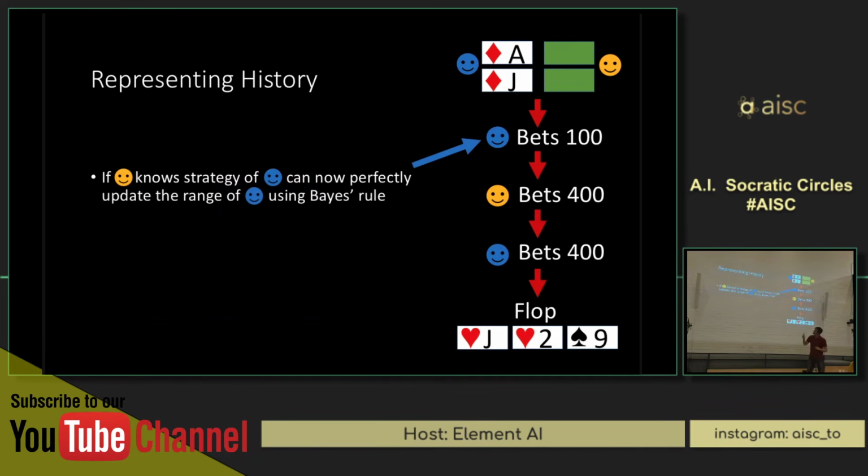Now, if the yellow player knows the blue player's strategy, what they can do is say, all right, if the player had this pair of hands, they had an X probability of taking the action that they did, of betting 100. If they had this other pair of hands, they have a Y probability of taking that action, and so on and so forth. And so they can essentially update that uniform distribution into something non-uniform using simply Bayes' rule, right? It's exactly what Bayes' rule is for: I don't know what they had exactly, but I'm updating my beliefs about what they have based on the fact that I know the probabilities that they take each action.